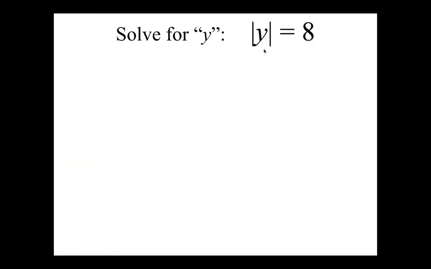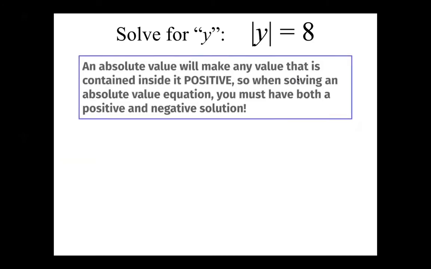So let's just say we have a simple equation like this asking us to solve for y. It just has y within the absolute value set to 8. Now, an absolute value will make any value that isn't contained inside it positive. So when solving an absolute value equation, you must have both a positive and negative solution. If you were to plug in a positive number within an absolute value, it would still come out positive. And if you were to plug in a negative number, it would come out positive too.